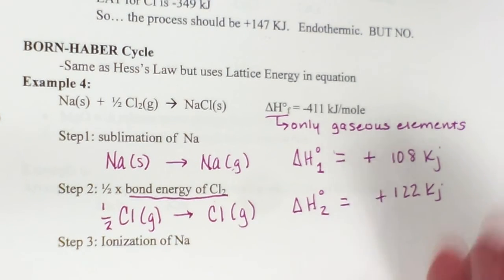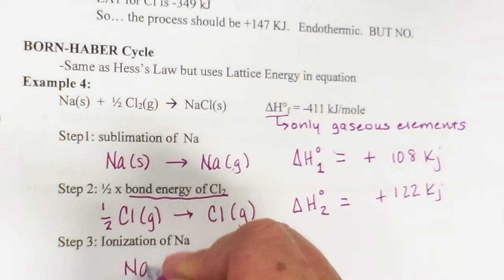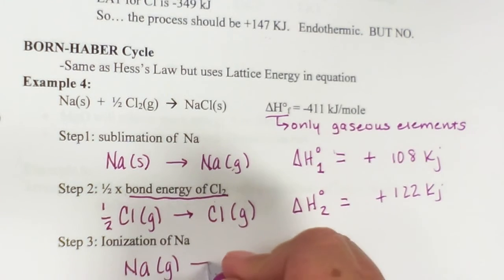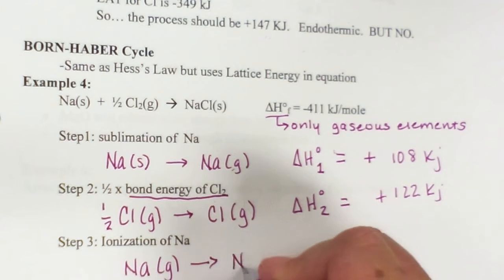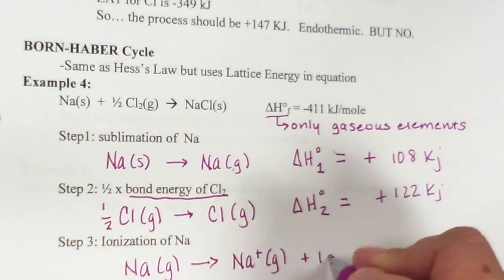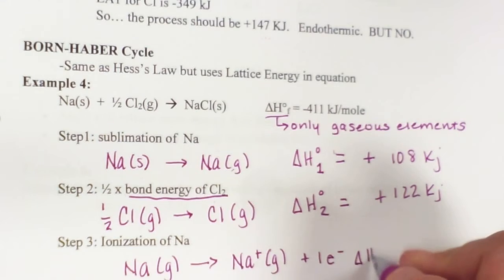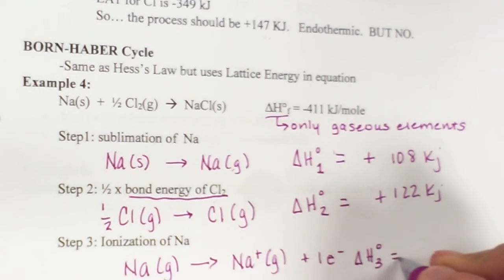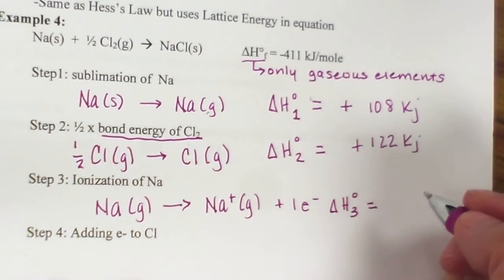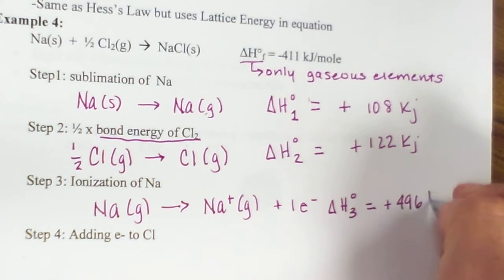So now we're getting into more familiar stuff, right? We have to pull that electron off of sodium. So that's going to be sodium gas, sorry, we already sublimated it. And we're going to pull that electron off. So we're going to get Na+ gas plus that one electron, because there's that electron that we pulled off. That's going to give us delta H3, and that is also going to be endothermic. There's a whole lot of endothermic going on here, right? And that's going to be plus 496 kilojoules.